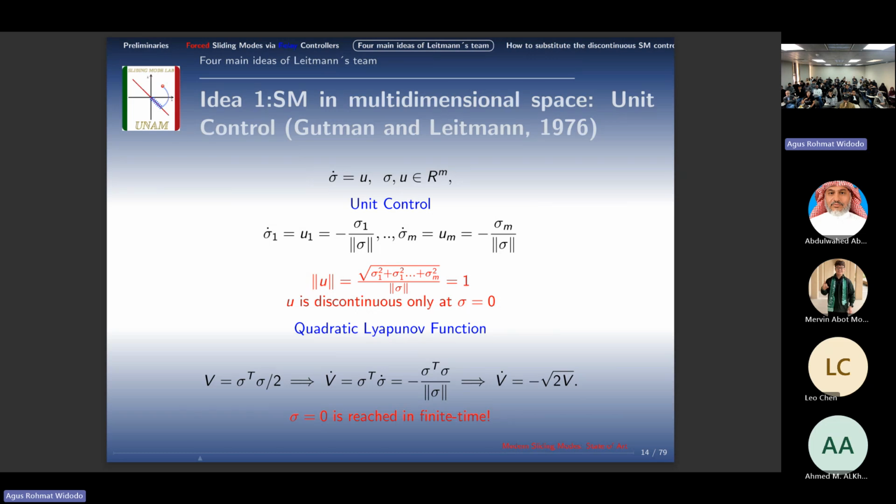It's not a sign function. It is a sign function when you have just dimension one. Here is arbitrary order, and if you take sigma and divide it by the norm of all of sigma, you will have a control whose norm is unit, but it will be discontinuous at 0. Why? Because sigma is discontinuous when you are at 0, but it is a vector.